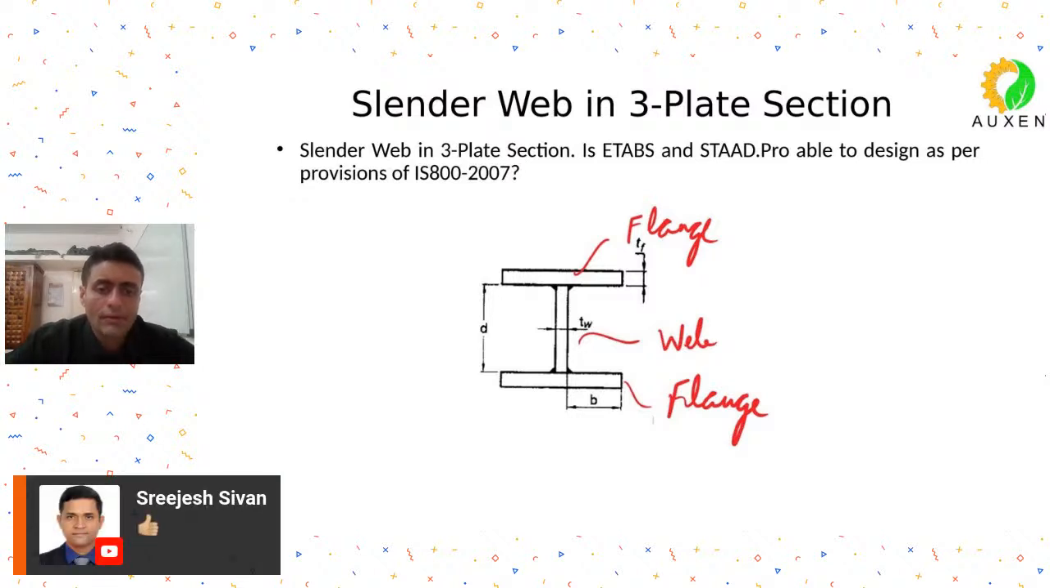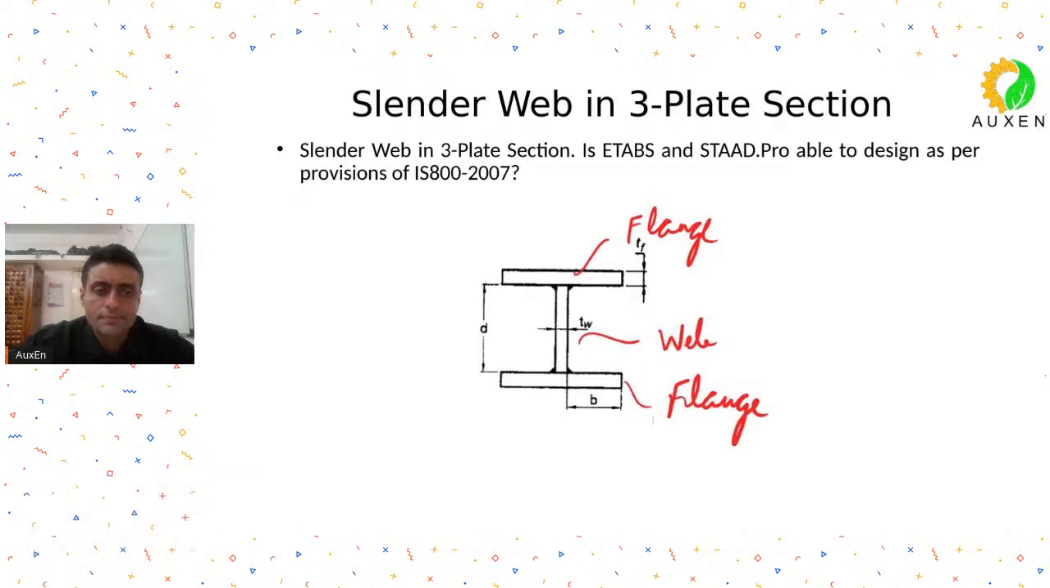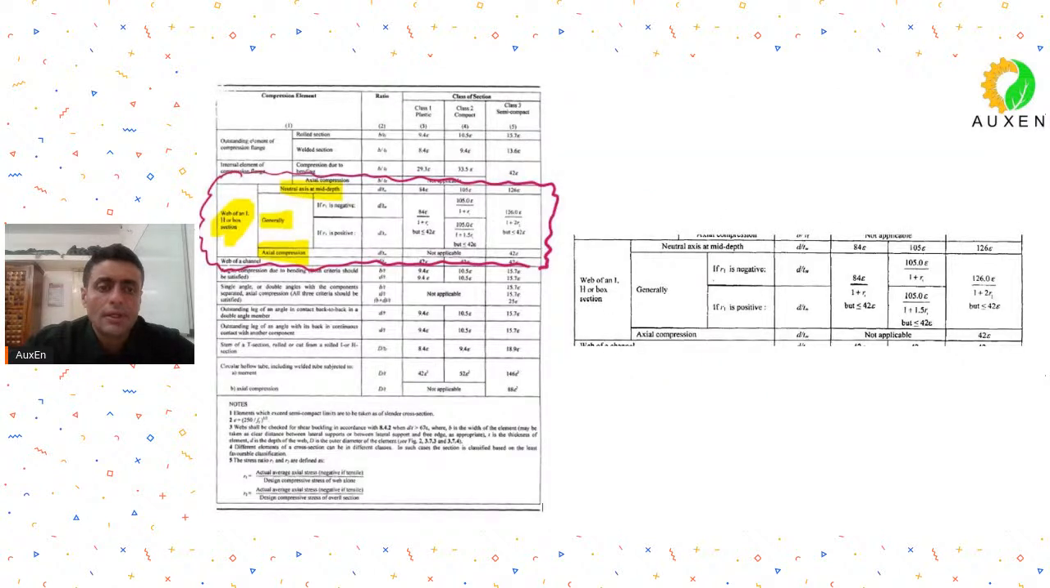In case I have a slender web, what are the codal recommendations for me for design? So if your web is slender in accordance with table 2 of IS 800 2007, how to check for slender? We have to find out the d/tw values, and they have to be compared to certain values as per table. Right now I don't have sufficient time to explain these checks, but I think most of you are aware, those who do steel designs.